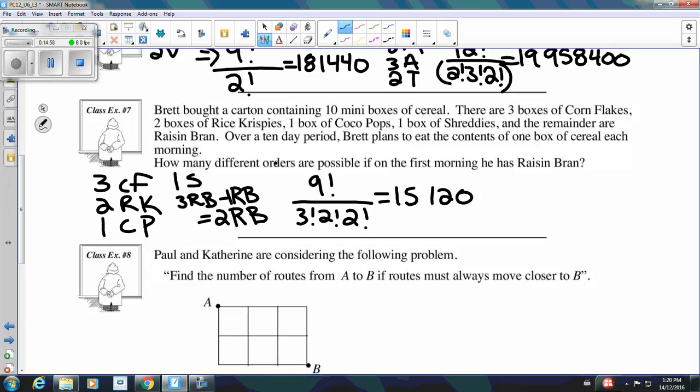One thing this unit always makes me realize is that it's seemingly impossible how we ever make any decisions in life. So all we had was a container of 10 boxes of cereal, and somehow we need to choose between 15,120 different combinations of that. That's crazy.